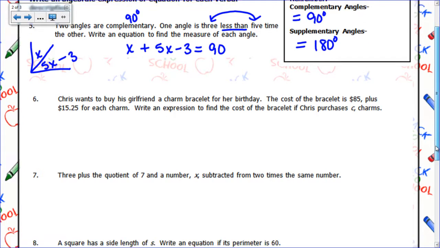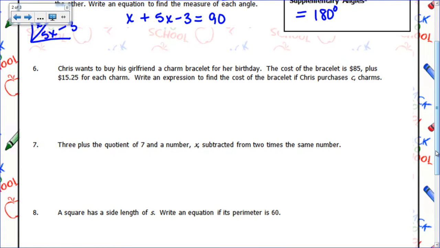So number 6, Chris wants to buy his girlfriend a charm bracelet for her birthday. The cost of the bracelet, just the bracelet, is $85, and then it's $15.25 for each charm. We want to write an expression to find the cost of the bracelet if Chris purchases C charms. We don't know how many, we're just going to call it C. So he's going to have to buy the bracelet. That's $85 just to put the bracelet around her wrist. No charms, no nothing. But he's going to have to buy the bracelet, otherwise where are the charms going to go?